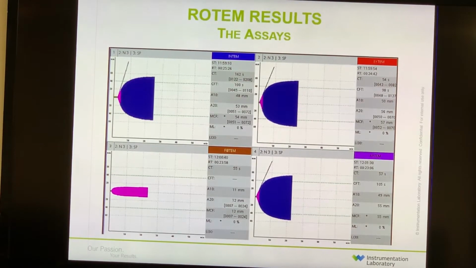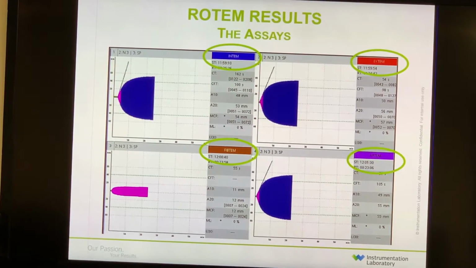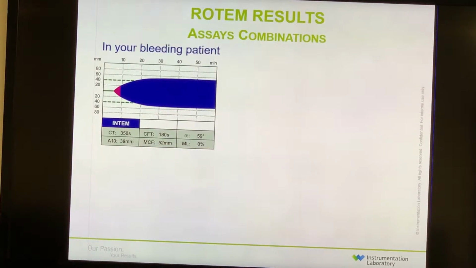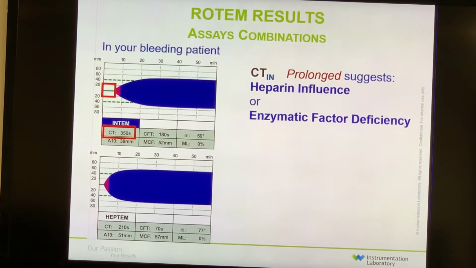And then we have the assays. So like I said, they're designed to work in combinations. So there are 5 assays for 3 combinations. The first combination is INTEM to HepTem. So INTEM, intrinsic pathway, nothing in there to neutralize heparin. So we're thinking about that CT time being a little extended at 350 seconds.